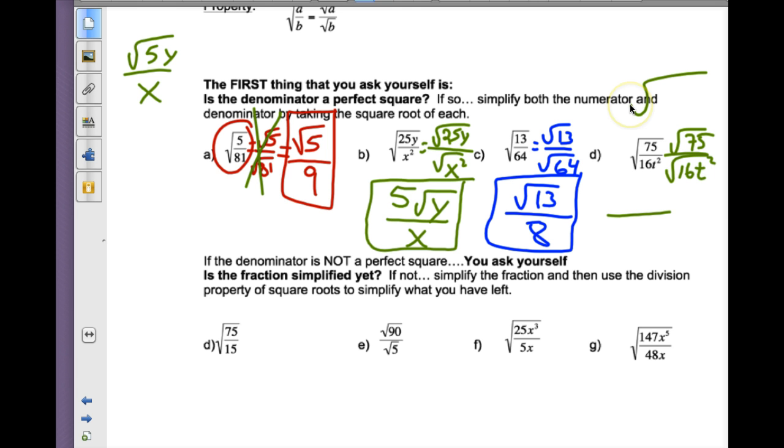Does everybody agree that radical 75 is 25 times 3? Look for that perfect square. Kevin's got it. Go ahead, Kev. Quickly, we got a lot to do. Is it 5 radical 3 over 4? Beautiful. 5 radical 3 over 4. Does everybody agree with that? Can't simplify radical 3. So we're simplifying this stuff.